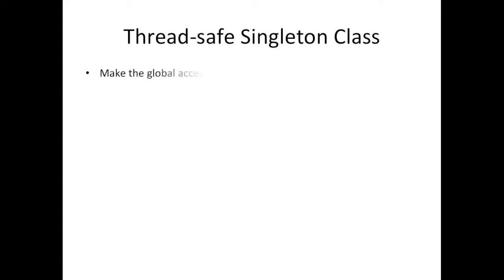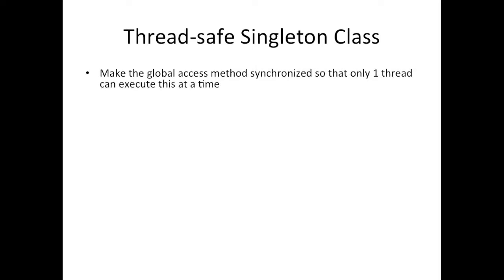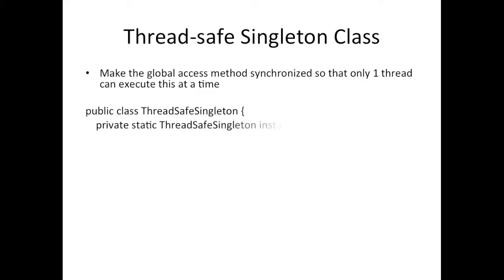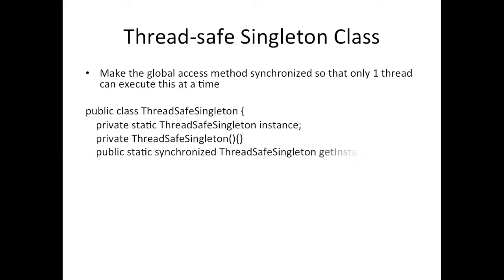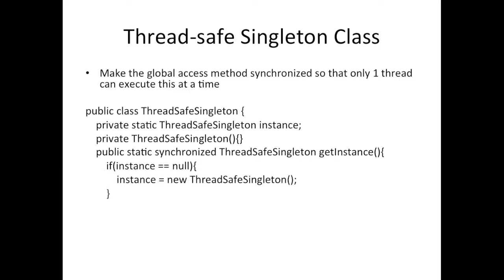For a thread-safe singleton class, we need to make sure that the global access method uses the synchronized keyword so that only one thread can execute it at a time. So let's have a look at the code. We are doing pretty much the same as before, but we are using the synchronized keyword on the getInstance method. So this is an example of a thread-safe singleton class.